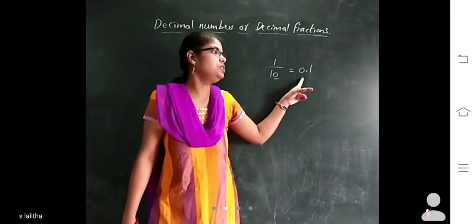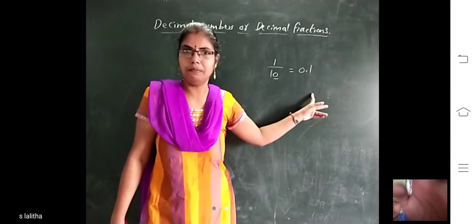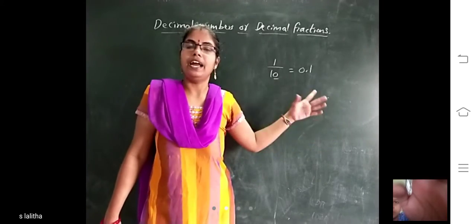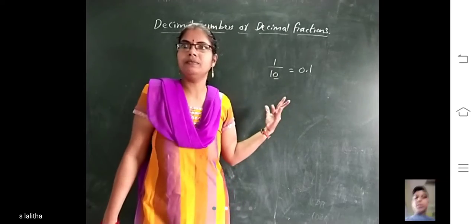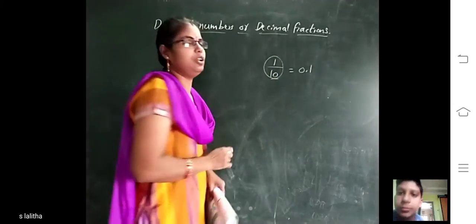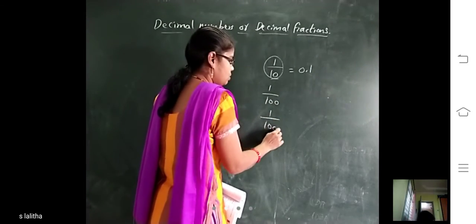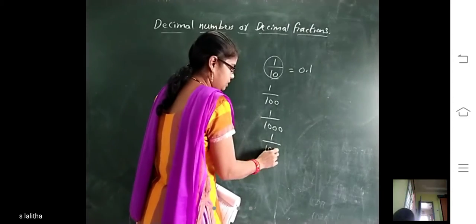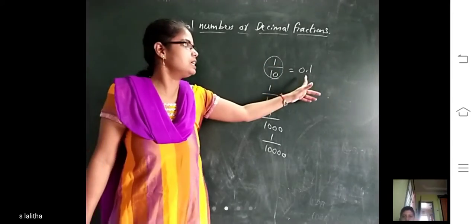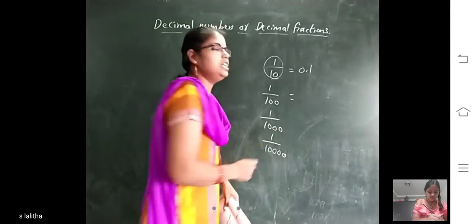1 by 10 is equal to 0.1. So, this 0.1 is called a decimal number. What do you call this number? Decimal number. And what is called a decimal fraction? See, this is a decimal fraction. 1 by 10, 1 by 100, 1 by 1000, 1 by 10,000. Fractions like these are decimal fractions, and you have to convert them into decimal numbers.